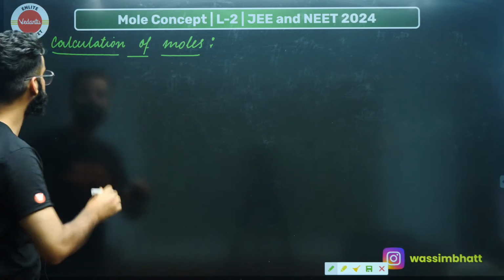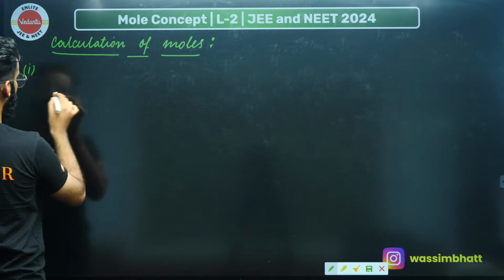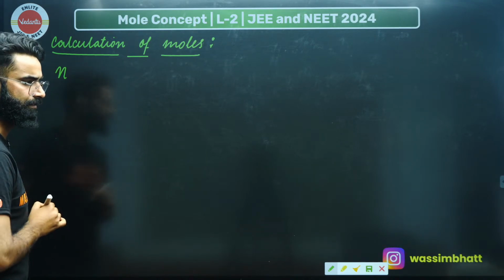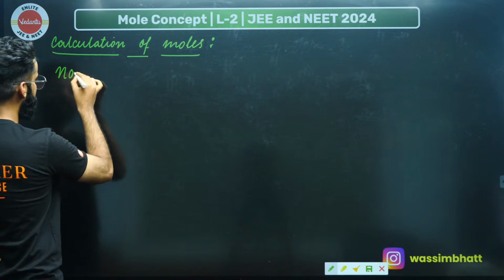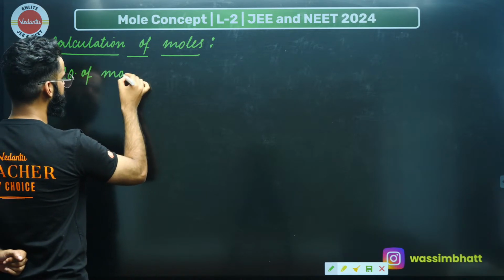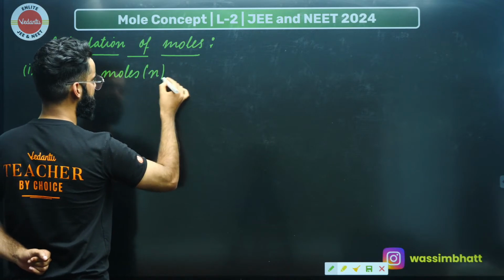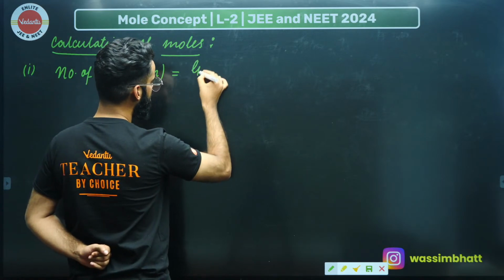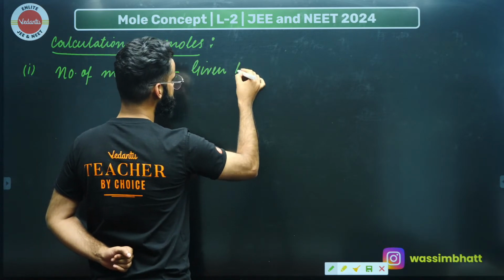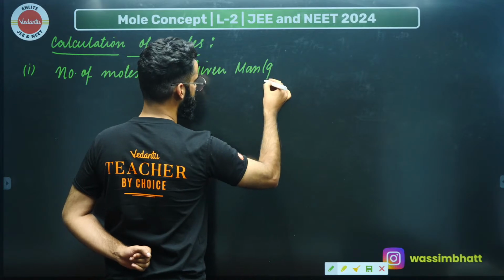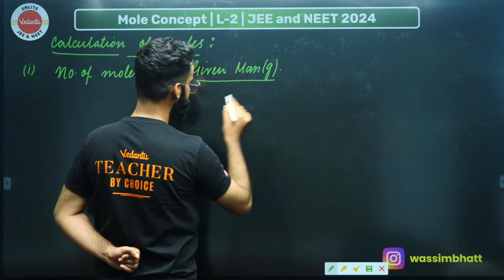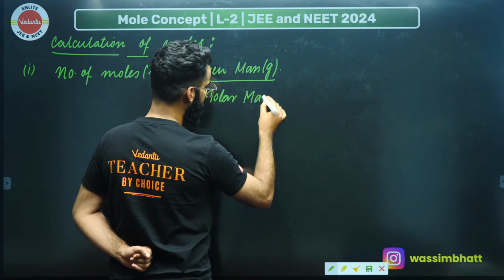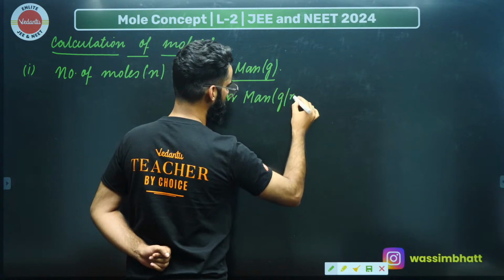Result number 1. Number of moles of a substance, which I'm representing with N, is always equal to the given mass of the substance in grams divided by the molar mass of the substance in grams per mole.